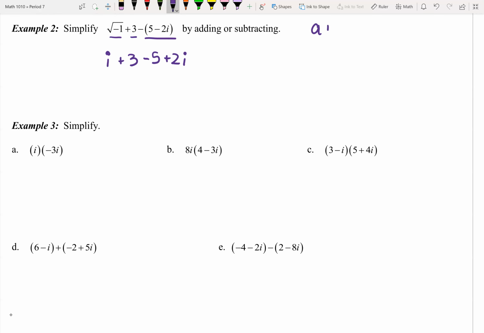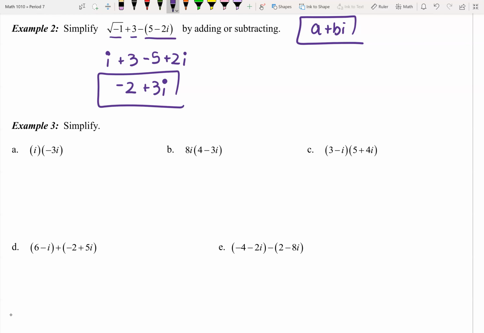Sometimes they're going to ask you to write it in the form of a plus bi. They like it in that order. It's not any more difficult. It's just something you need to remember is to put the number first and put the i second. So it's not a big deal. 3 subtract 5 is a negative 2. 1i and 2i gives me 3i, and that's my answer. You guys really exaggerate the dot on your i so I can tell that it's an i, okay? So make it a nice, good, solid dot like that, okay?